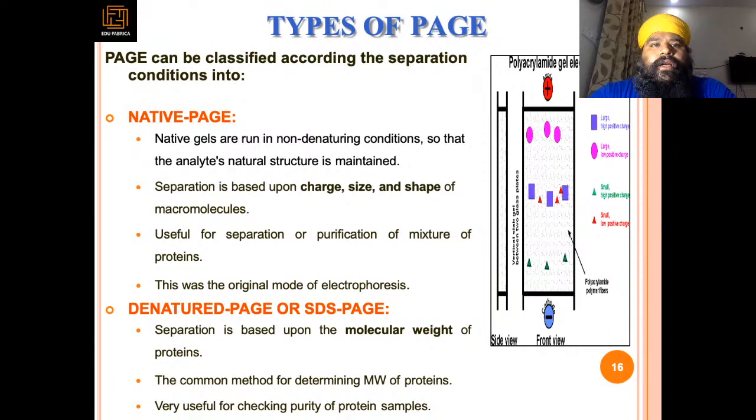Then the types of PAGE: this could be native PAGE and denatured PAGE. Native PAGE is run in non-denaturing conditions so that the analyte's natural structure is maintained, where the separation is based upon the charge, size and shape of macromolecules. It is useful for separation or purification of a mixture of proteins, and this was the original mode of electrophoresis. Whereas denatured PAGE or SDS-PAGE is based upon the molecular weight of proteins, and is the common method for determining the molecular weight of proteins and very useful for checking the purity of protein samples.